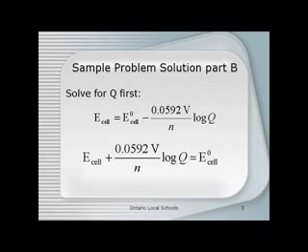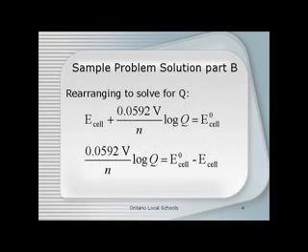So our first step is to add 0.0592 volts divided by N times the log of Q to both sides of the equation. So it cancels on the right, and we end up with E of the cell plus 0.0592 volts divided by N times the log of Q is equal to E of the cell under standard conditions.